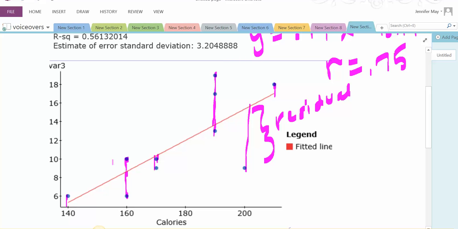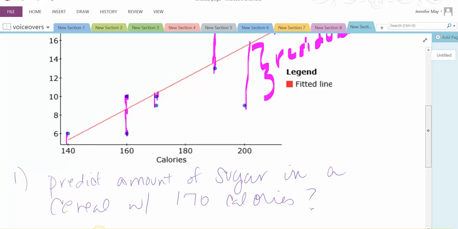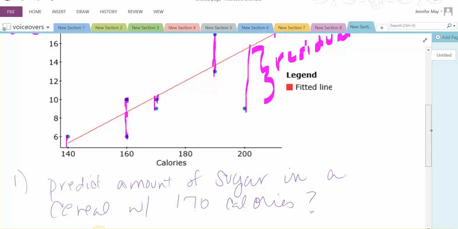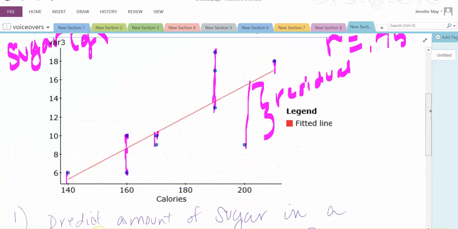Now you can tell from looking at this graph that there's a positive relationship. The more calories you have, the more grams of sugar you have. If I was doing this graph myself, I would actually label this sugar and put it in grams here, and maybe give a title to the graph like sugar values in cereal or something like that. Now, why do we create these lines? We create these lines to make predictions.